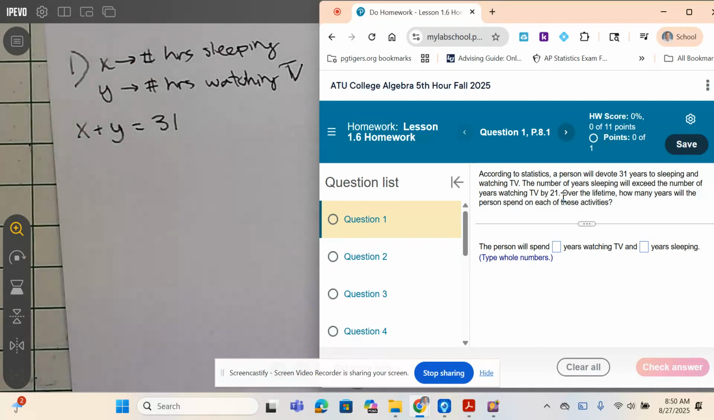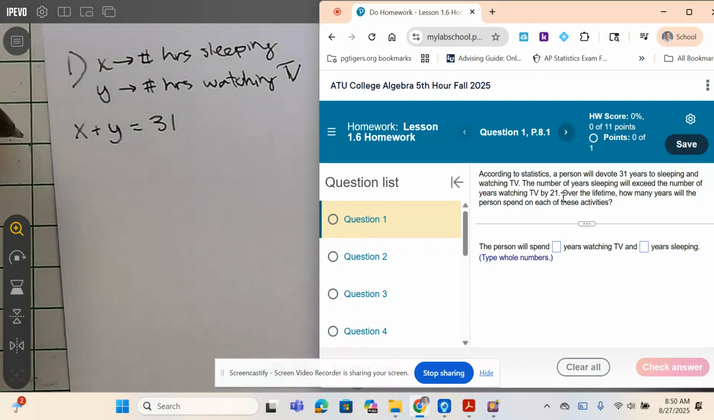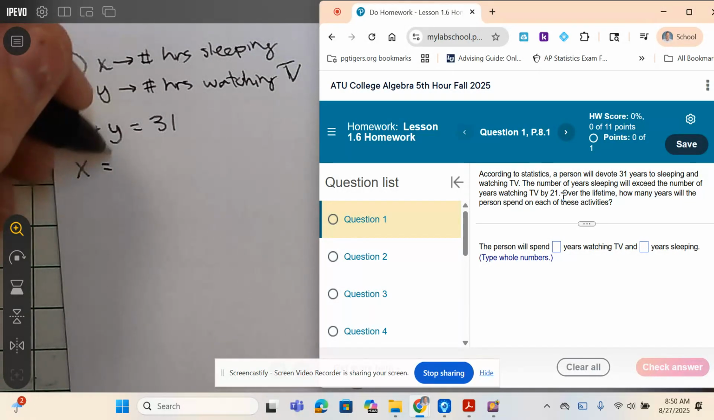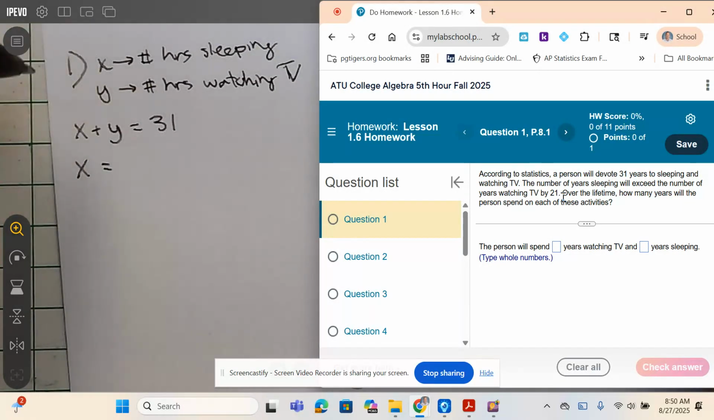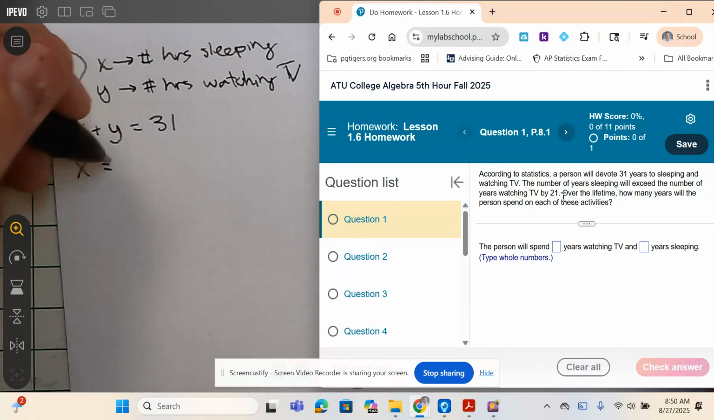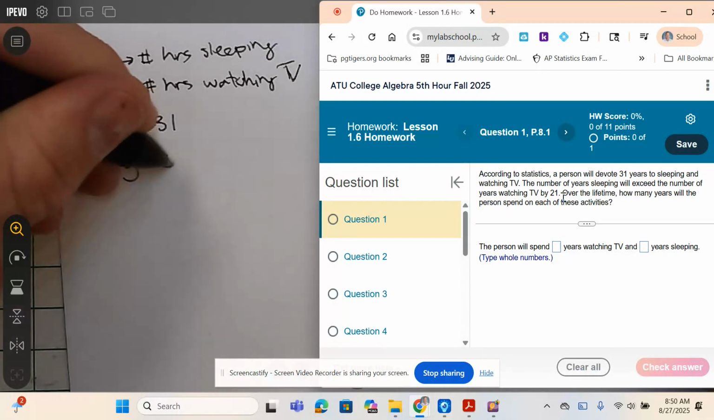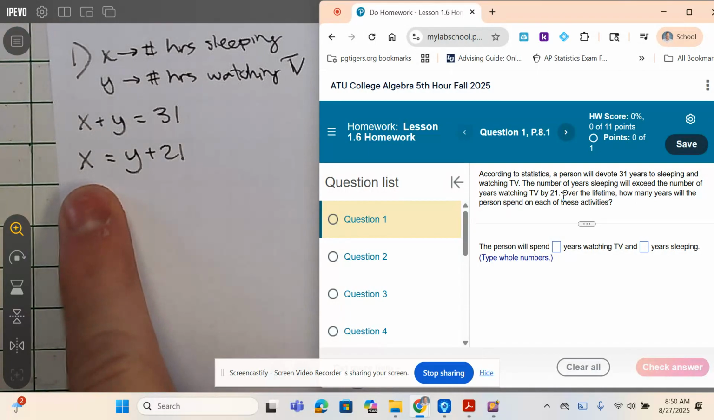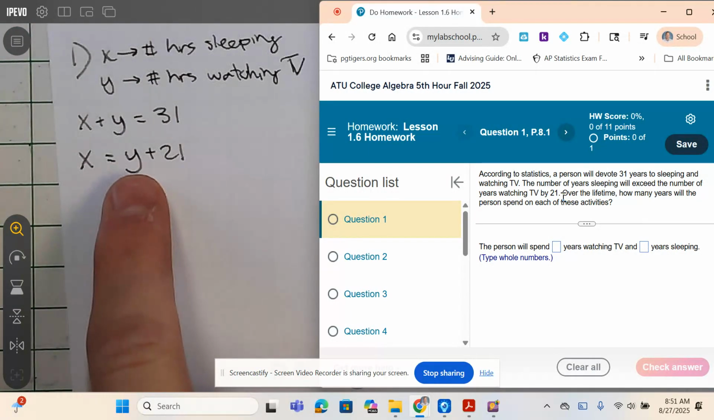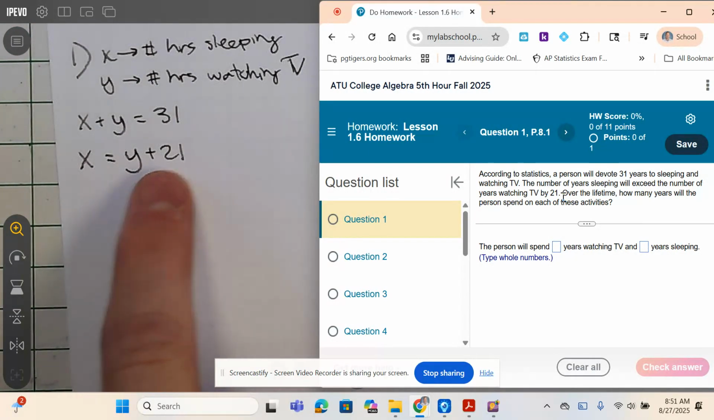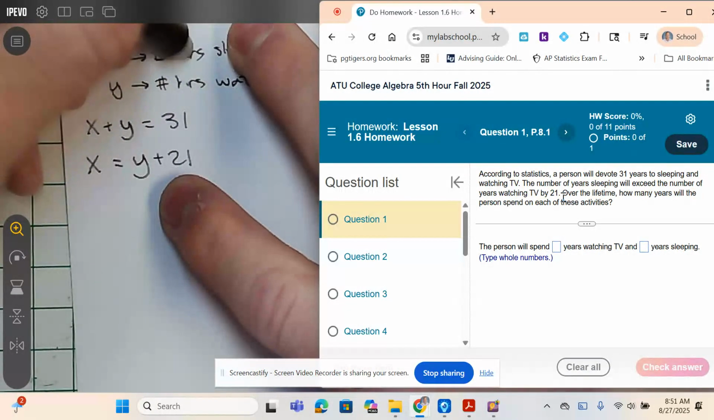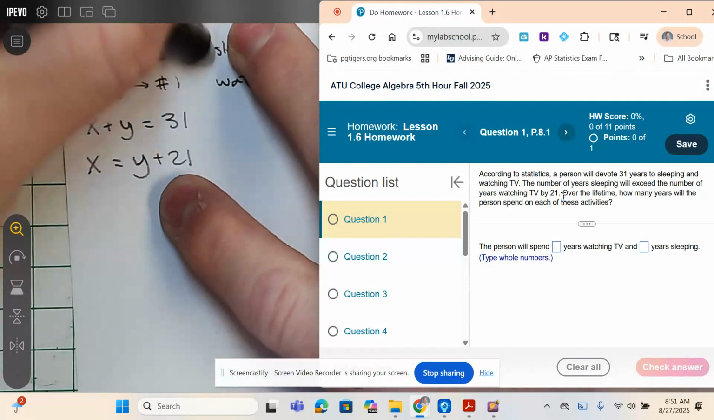The number of years sleeping will exceed the number of years watching TV by 21. So the number of years sleeping is X, which will exceed the number of years watching TV by 21. So what would that be? Sleeping will be TV plus 21. So the number of years sleeping will exceed the number of years. Why am I putting hours here? Years. I apologize. Number of years.